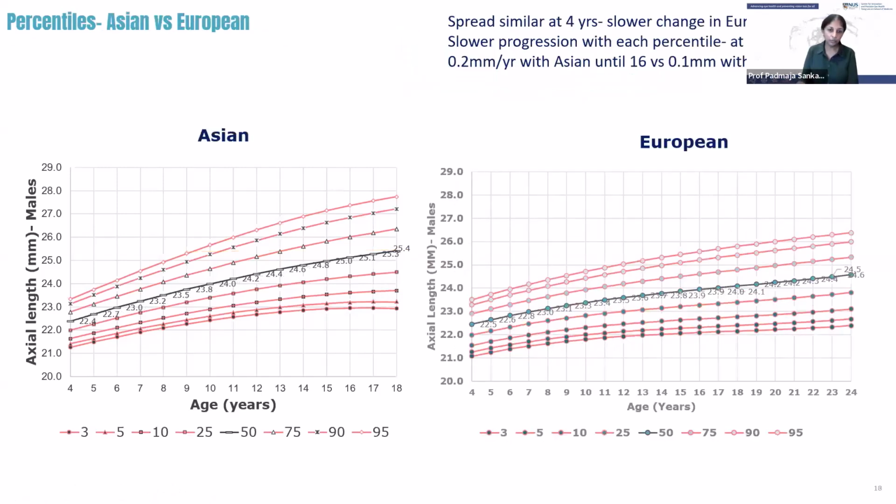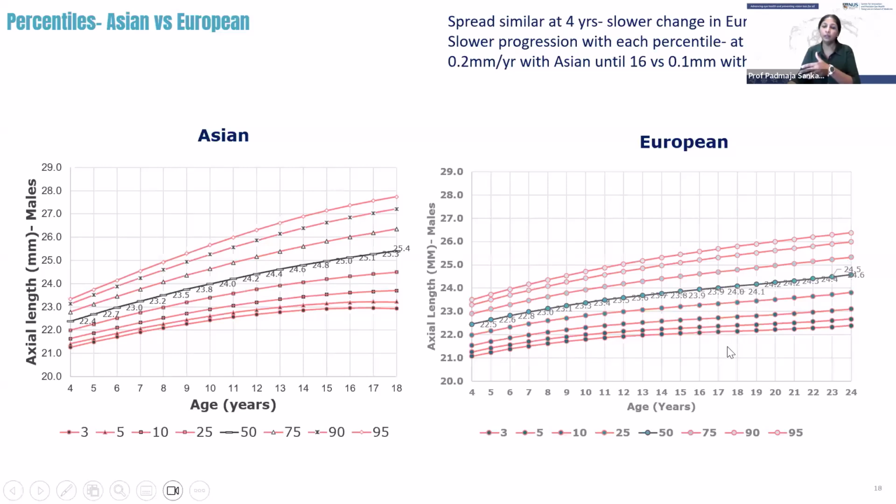If we now compare this to a European data set, what we see is that at the younger ages, the data looks very similar. At 4 years of age, the axial length as well as the spread of the axial length looks very similar. But thereafter, the Asian set diverged, and when we looked at this data a little bit more closely, we see that that divergence seems to happen at about 6 years of age. We see that the European data tends to be much closer. And the spread at 18 years of age, with the European data, we go up to 24 years.